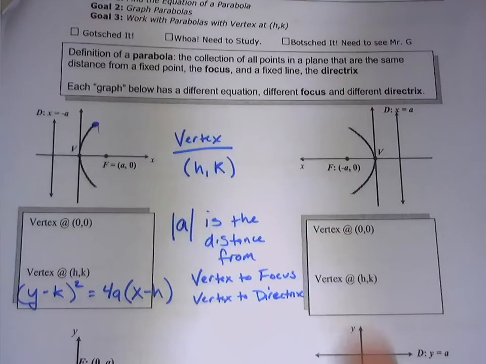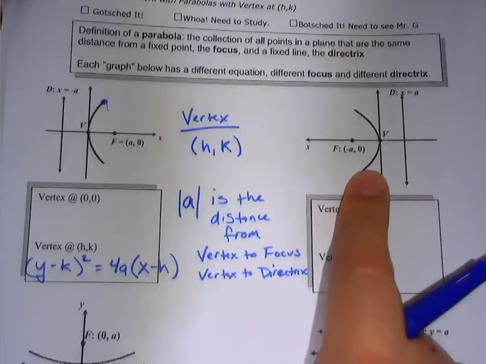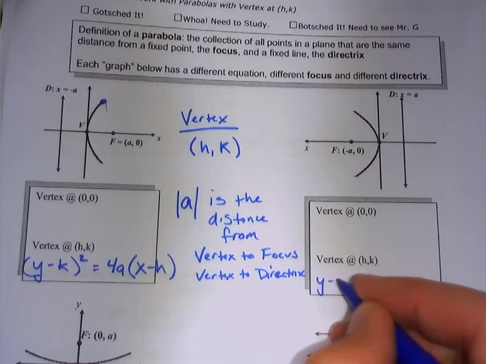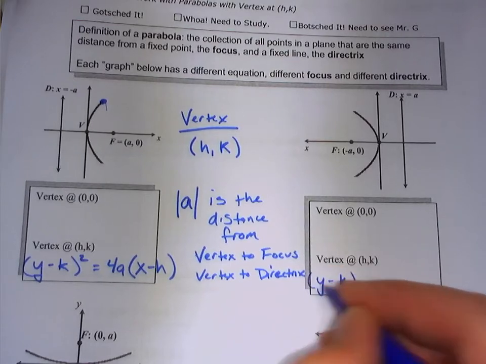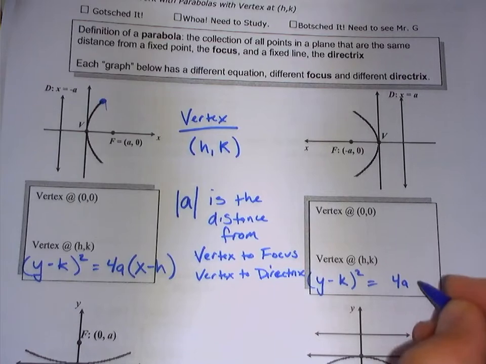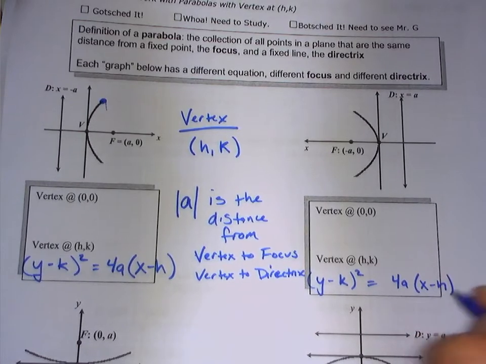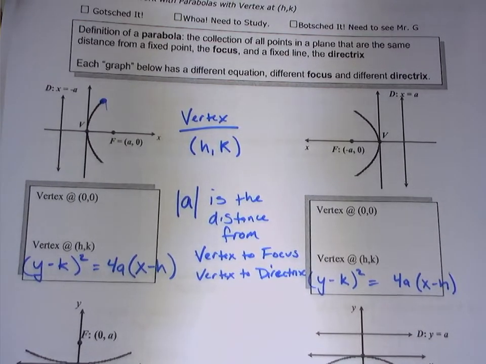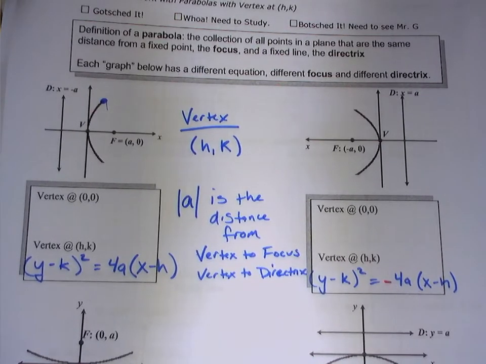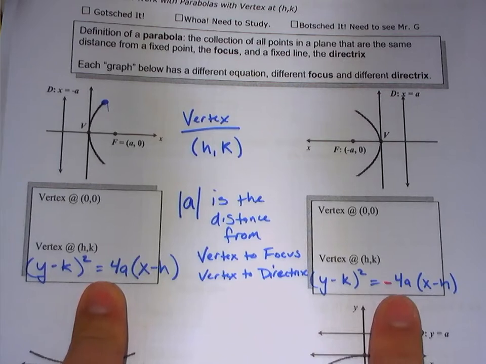So when I look at this guy, the one that opens left, you'll see the equation is identical: (y minus k) squared equals 4a times the quantity (x minus h). But the subtle difference is it's negative in front of the 4a. That's the only subtle difference. The formula is identical except for the negative.